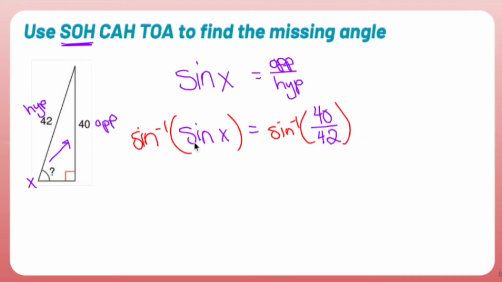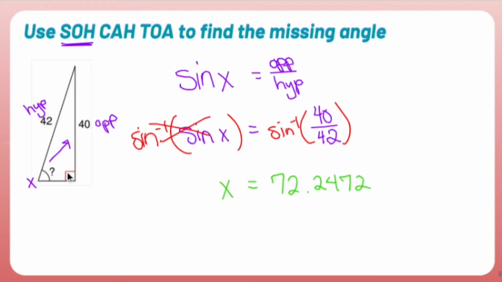In order to get rid of the sine, you inverse sine both sides, and that cancels out the sine on the left. The problem is I have to find out what inverse sine of 40 over 42 is, which I have zero clue. So most of the time in geometry, you're going to have to run to a calculator, which I'm on my iPad. I'm on Desmos right now, and I'm typing out inverse sine of 40 over 42, and I get 72.2472.